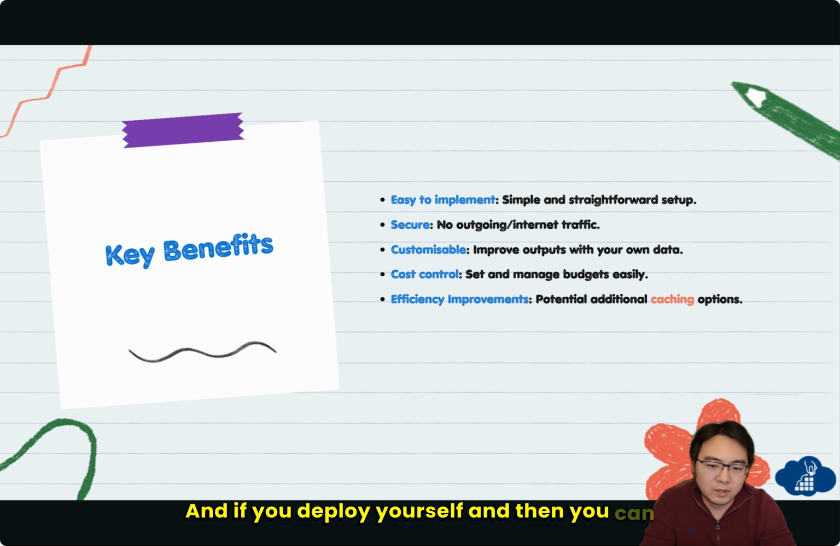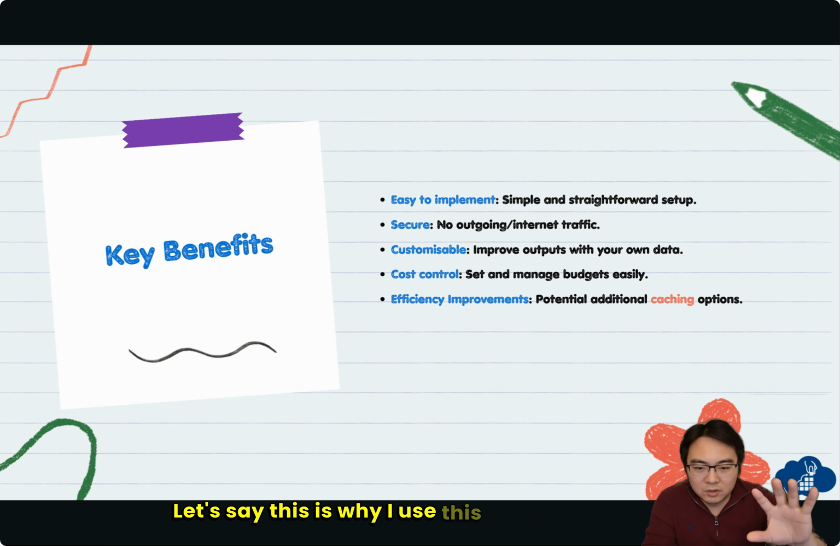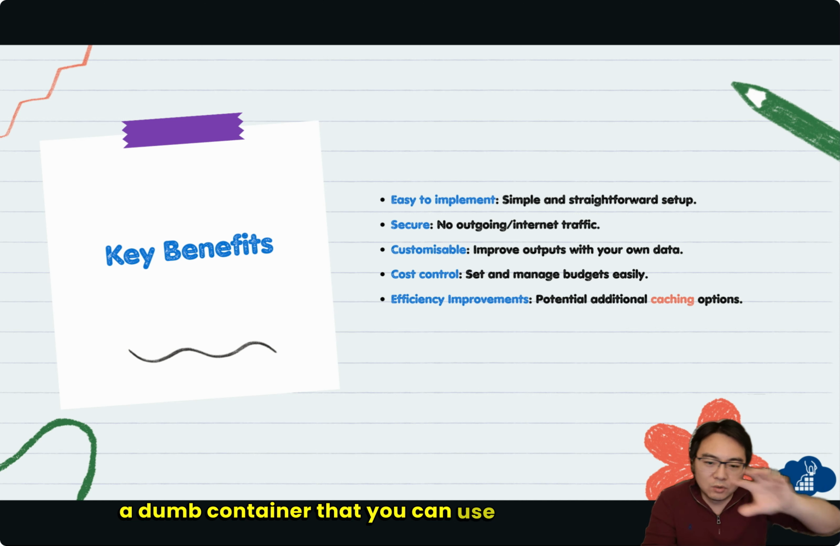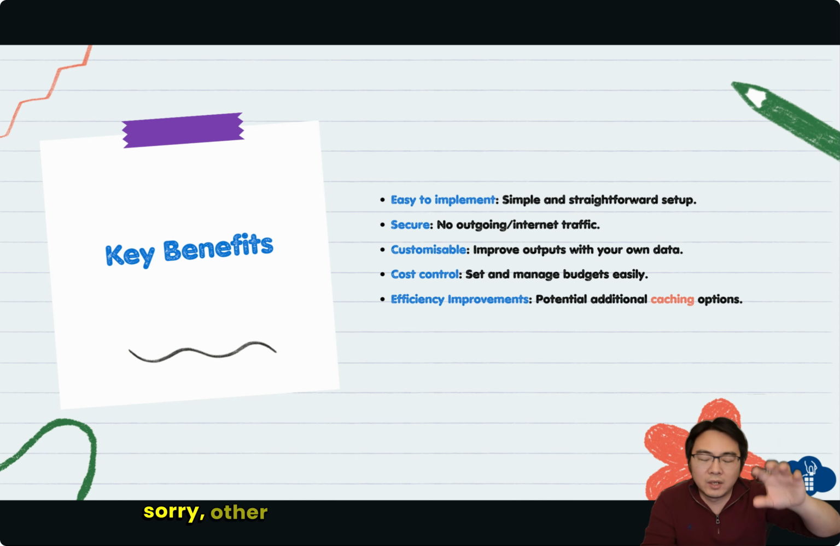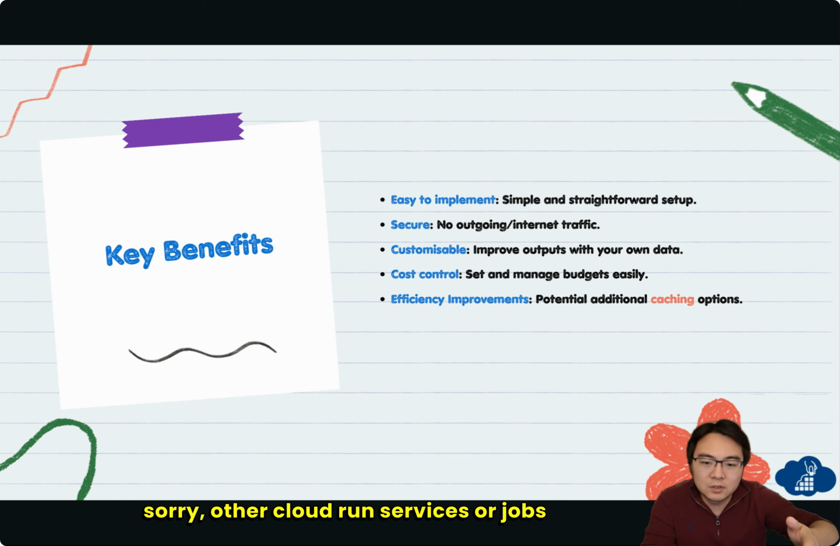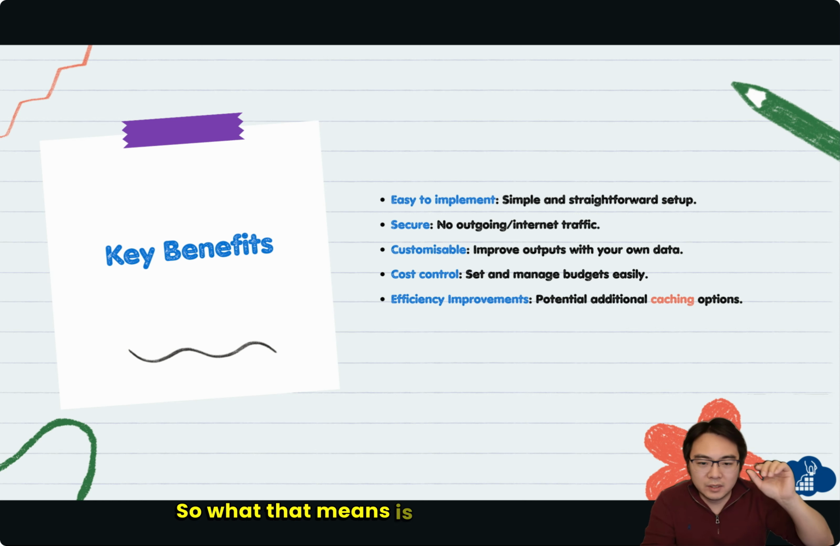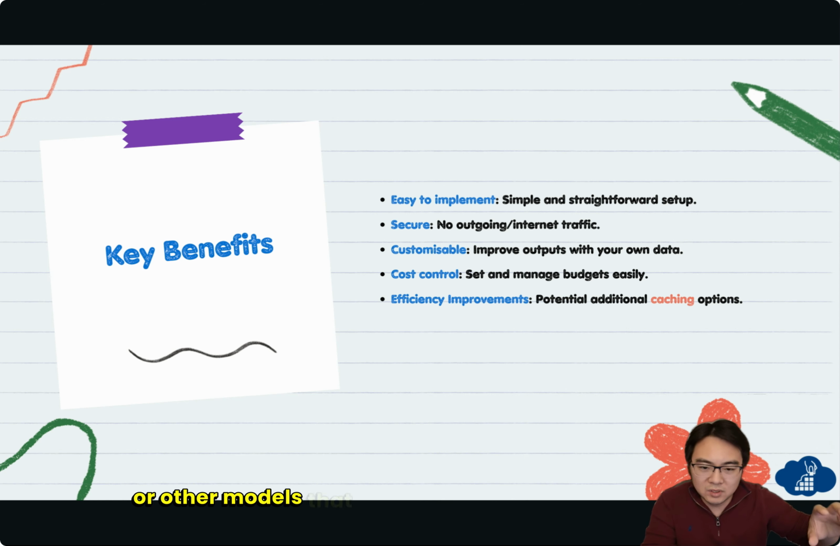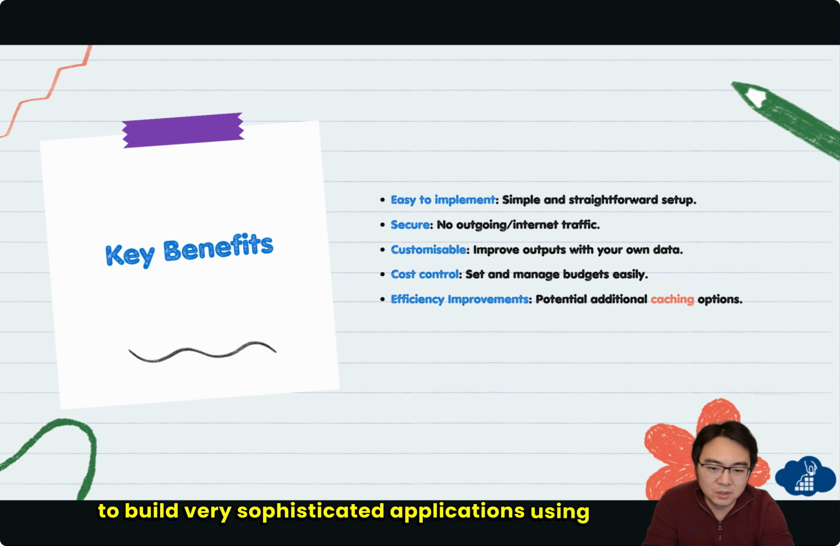And if you deploy it yourself, you can also improve the output with your own data. So this is where you build more complex applications. This is why I use this container as just a dumb container, so you can use other Cloud Run services or jobs to call the API in, let's say, the DeepSeek Cloud Run container, right? So what that means is you can make this a very sophisticated application by using DeepSeek or other models deployed into different containers, using this Cloud Run deployment with the GPU attached, right?